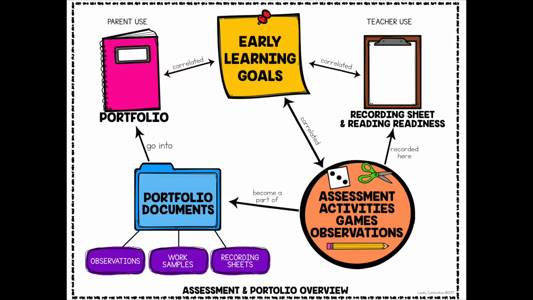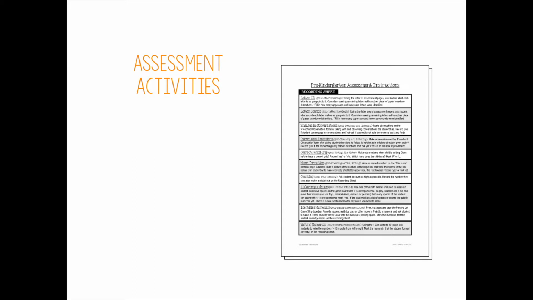Now I'd like to take some time to look at the assessment activities. We're going to go to the assessment instructions and look at a specific skill, which is name formation. The goal on the early learning goals is knowledge of self and writing. To assess the name formation on the This Is Me portfolio page, students draw a picture of themselves in the large box and write their name in the box below. Can student write name correctly? First letter uppercase, the rest lower. Record yes or not yet.